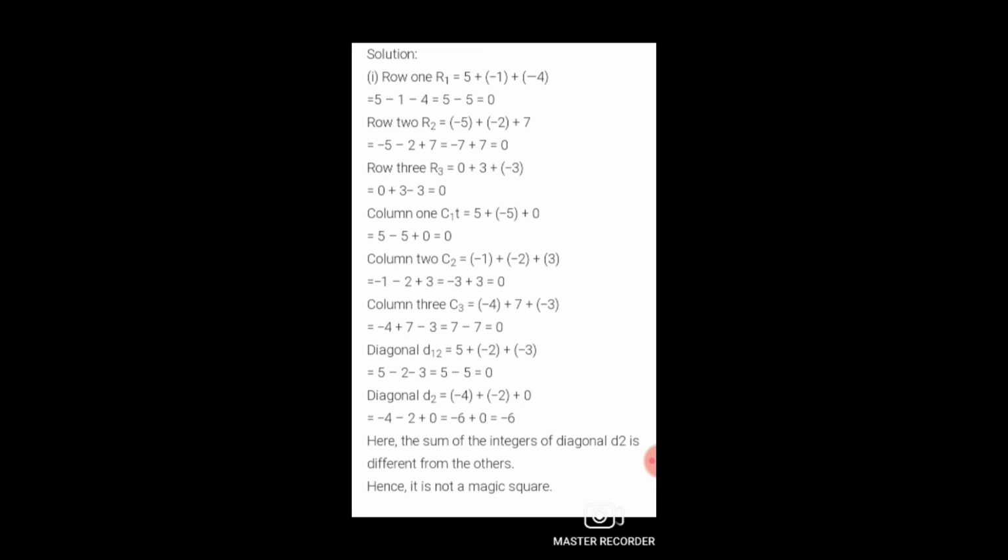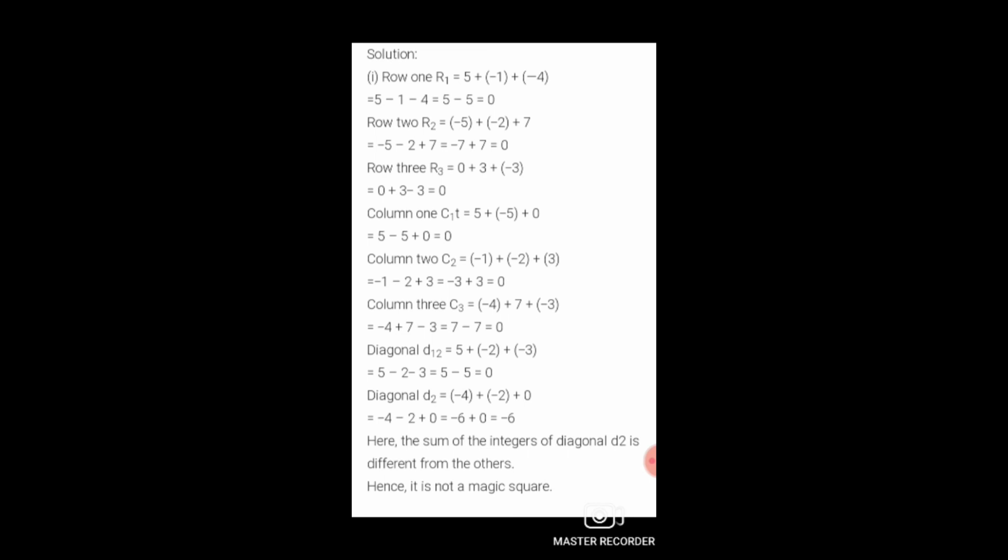Now column 3, minus 4 plus 7 plus minus 3. So the first number, minus 4, and 7 you can write as such. For the third number we have two signs, so you have to multiply. So plus into minus is minus 3, equal to minus 4 plus 7 minus 3. So that 7 you can write as such, minus 4 minus 3 is minus 7. So when we subtract these two, we get the answer as 0. So for all three columns also the sum is 0.